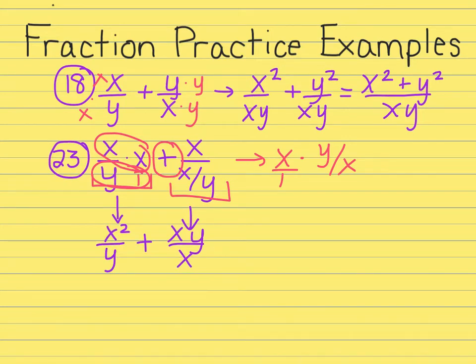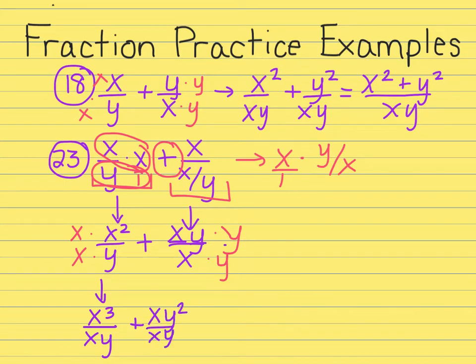Okay. Now I need a common denominator down here, just like I needed a common denominator here. So I'm gonna employ the same tactic here. I'm gonna multiply by an x over on this side, and I'm gonna multiply by a y over on this side, and that leaves me with an x cubed over xy plus, let's see, here I would end up with an x, and a y times y gives me a y squared. So xy squared over xy. And then I can put those things together.